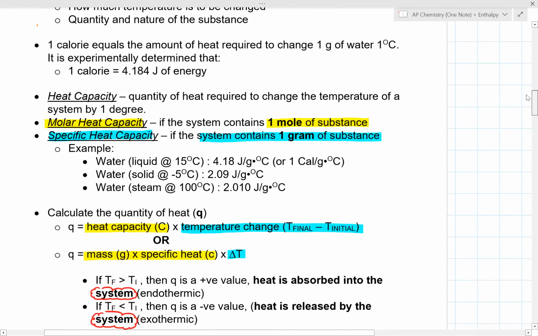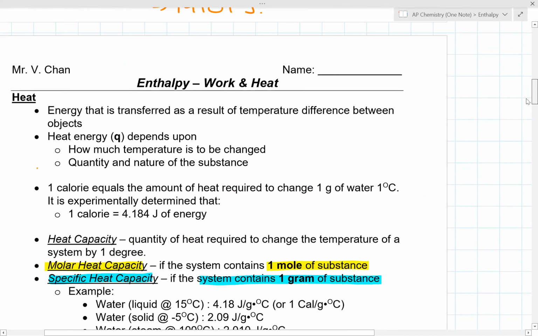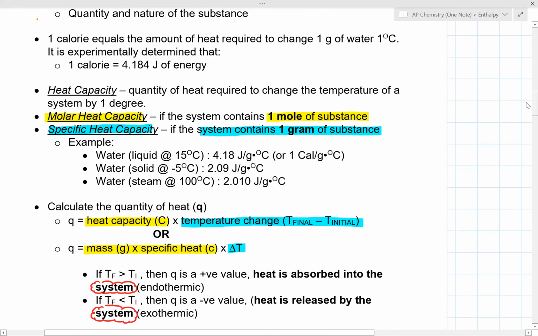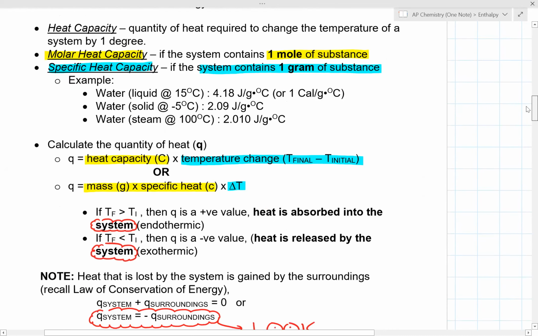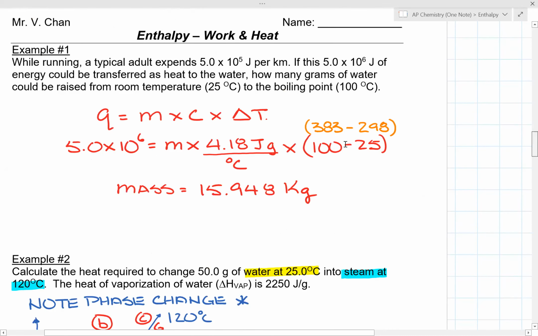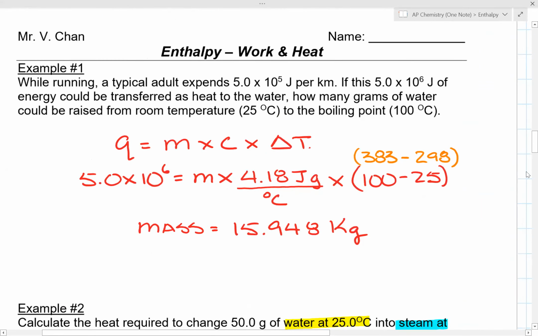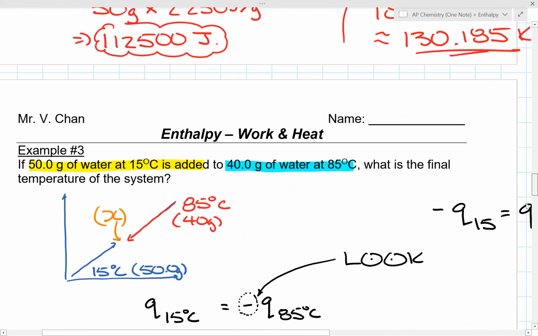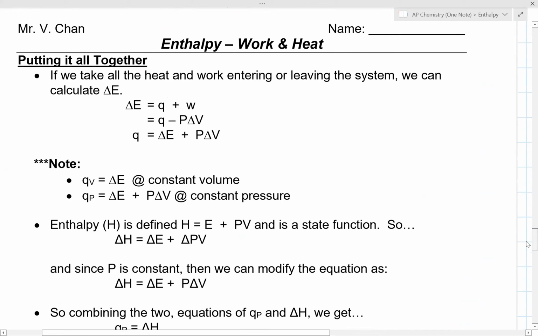Now, recall last day we talked about this idea of molar heat capacity and specific heat capacity, and then I went over some of the questions. Hopefully you had a chance to practice that. Now, if we scroll down, we continue on.